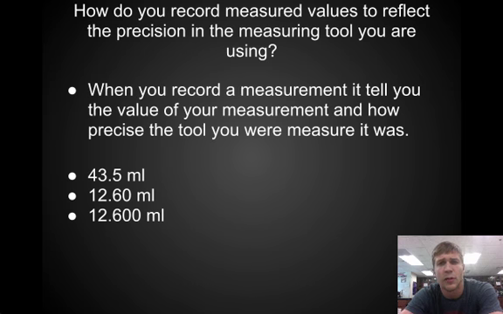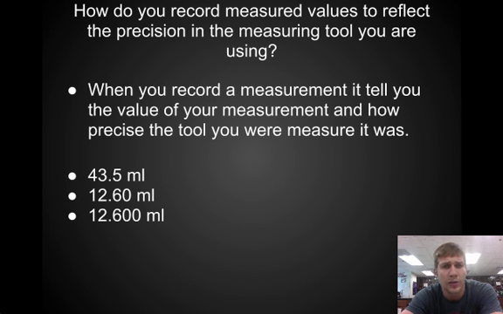When we see a recorded measurement, not only do we get an idea of how much mass it had or how long it was or the amount of space it took up, we also get an idea of how precise the tool was that was used to measure it. So let's take a look at these 3 volumes as an example, thinking about precision. Looking at the first value, 43.5 milliliters, I know that whoever was measuring this probably used a graduated cylinder that had 43 and 44 milliliters marked, and that the volume of whatever they measured fell somewhere between 43 and 44 milliliters. So that 0.5 is an estimate.